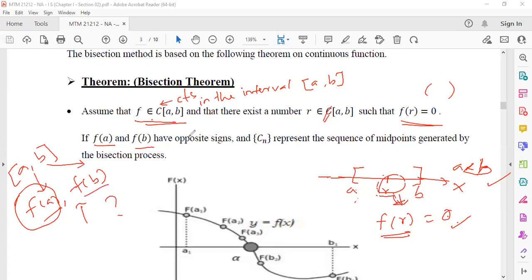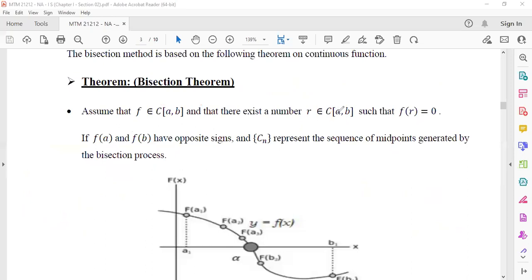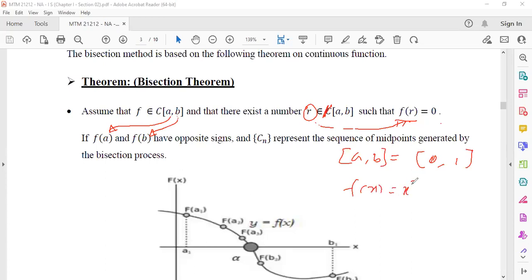Okay. What I meant is, if I have one r and I substitute it into this function, f(r) is equal to 0. Likewise, if I substitute this a into the function, I get the value f(a), and if I substitute b, I get f(b). For example, let's say my a comma b is 1 comma 2, or 0 comma 1. Let's say my function f(x) equals x squared minus 2x plus 1, or anything.